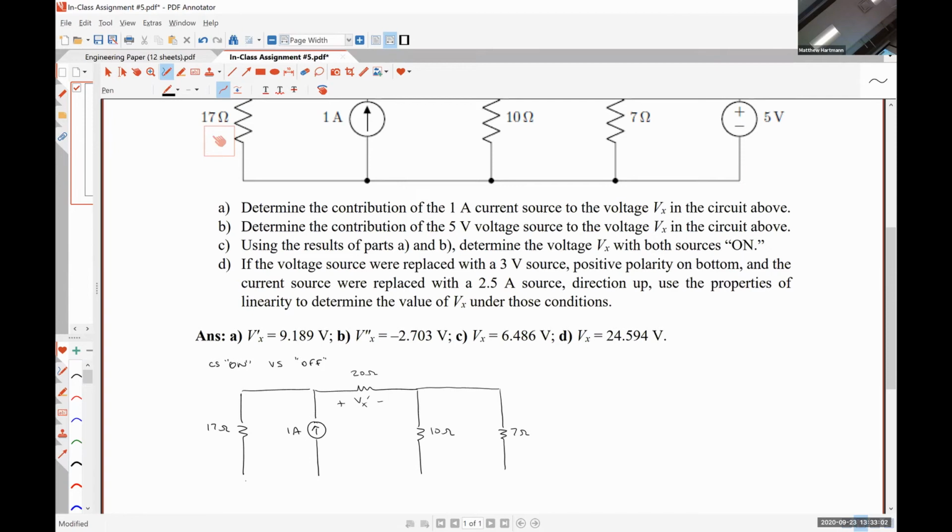And lastly, how do I turn off a voltage source? Did anybody watch the lecture and figure that out? Short circuit, thank you very much. So we turn off our voltage source by replacing it with a short circuit. So this is what our circuit looks like with the voltage source off and the current source on. I'm open to any suggestion that you may throw out about how we could solve for that voltage Vx prime.